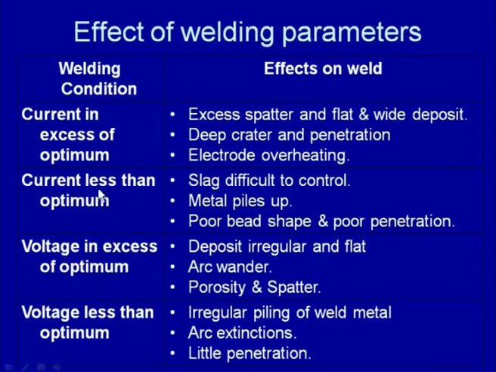Similarly, the use of less current than the optimum causes difficulty in control of the slag and metal, which starts to pile up due to poor fluidity, because less heat generation leads to poor viscosity and fluidity of the weld metal. This leads to the piling up of the weld metal, and a poor weld bead shape and poor penetration are obtained. All these effects are mainly attributed to the generation of less heat due to the low welding current than the optimum one.